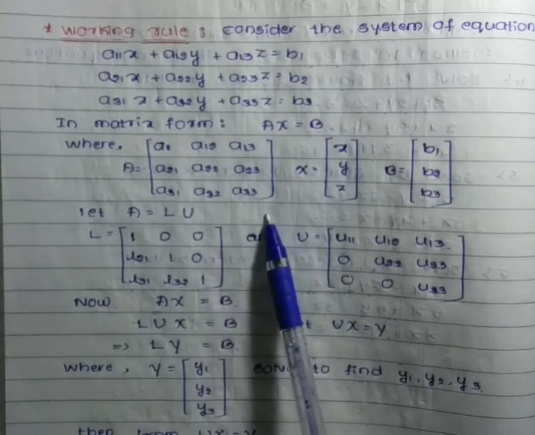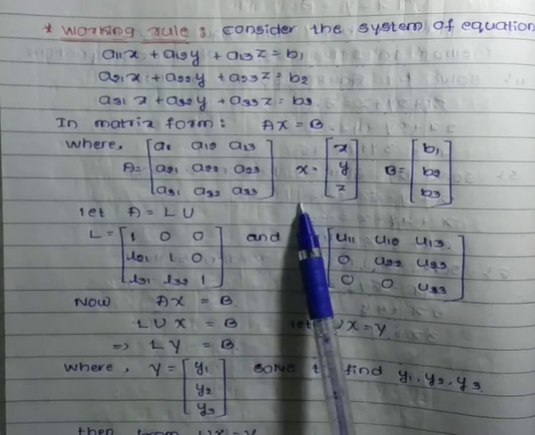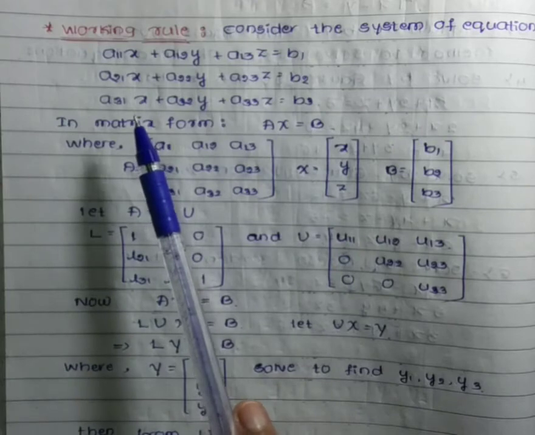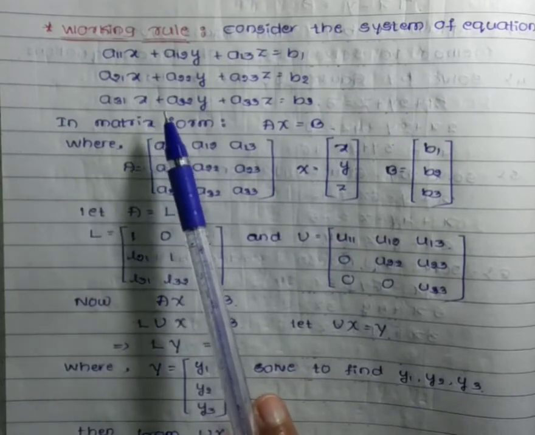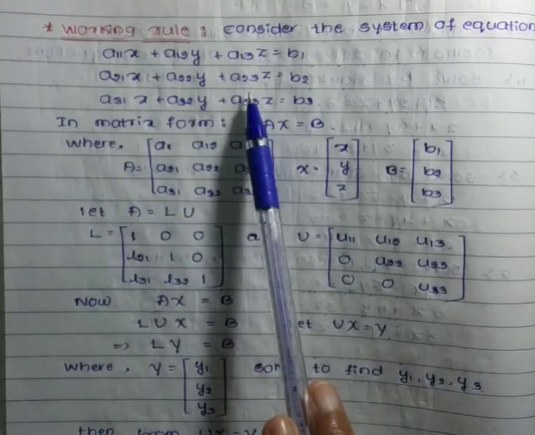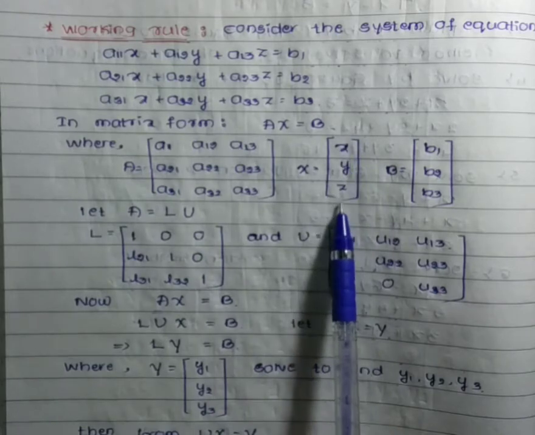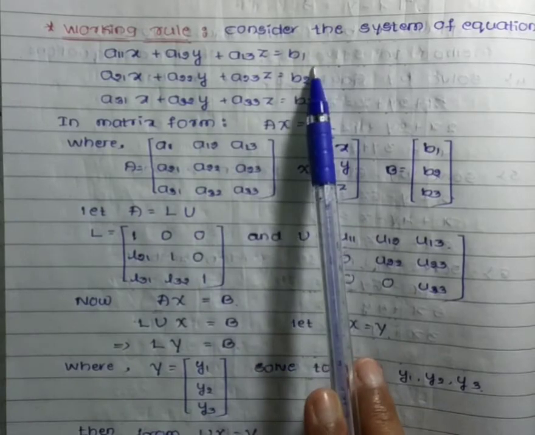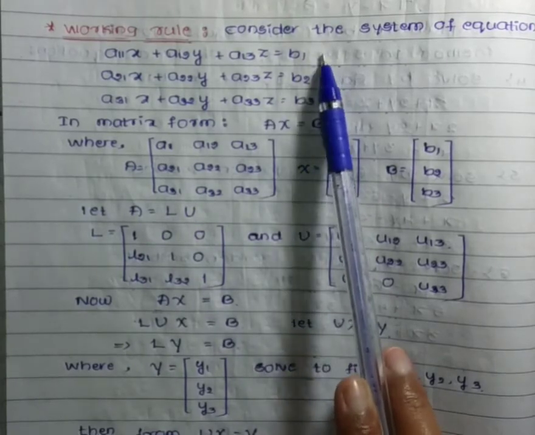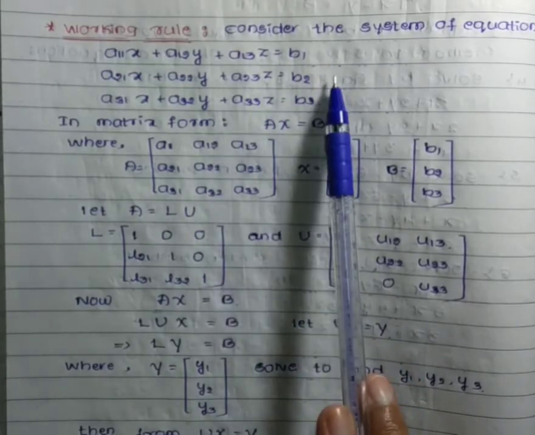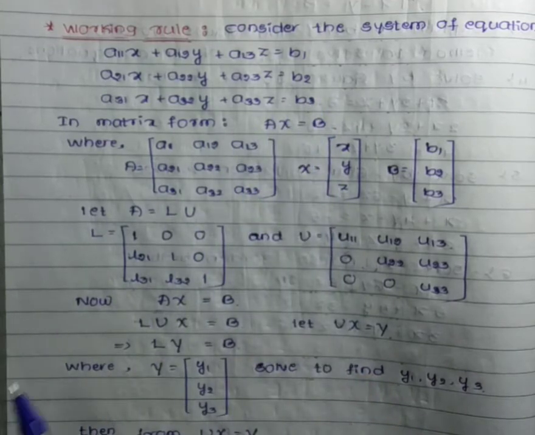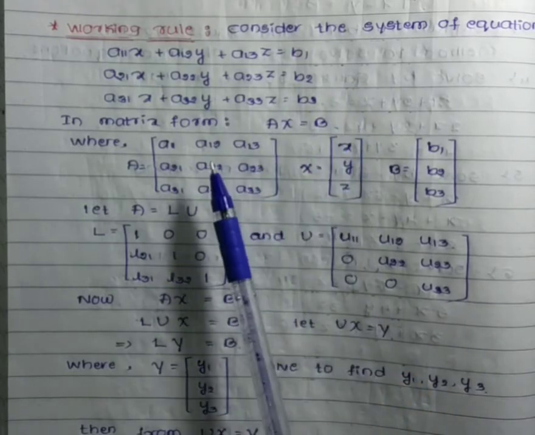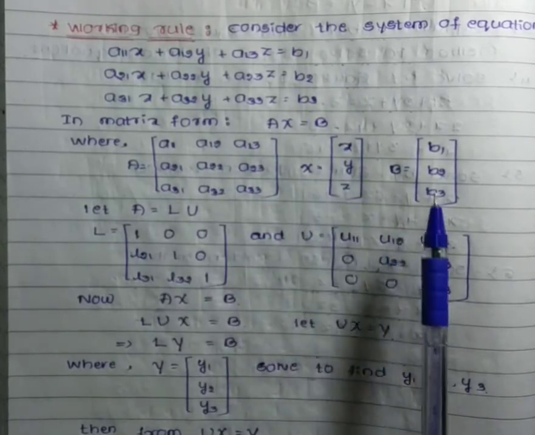So this is about the 3 cross 3 A matrix, and here X is the matrix of variables. So the unknown values which we are calculating using this method are x, y, z, and those values only we have to express in matrix X, and B is the matrix with constant elements, that is b1, b2, b3, which we can observe on the right side of the equation. So here first we have to express the given equations in terms of matrix A, matrix X and matrix B.